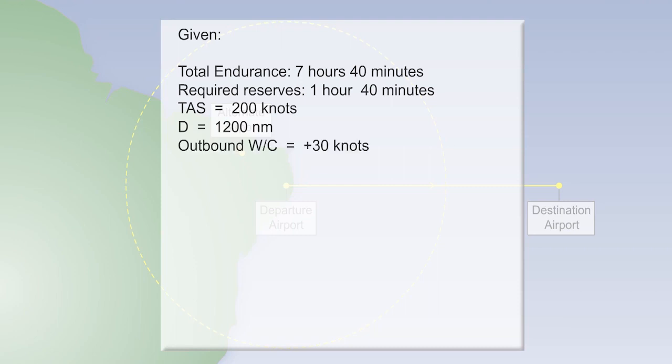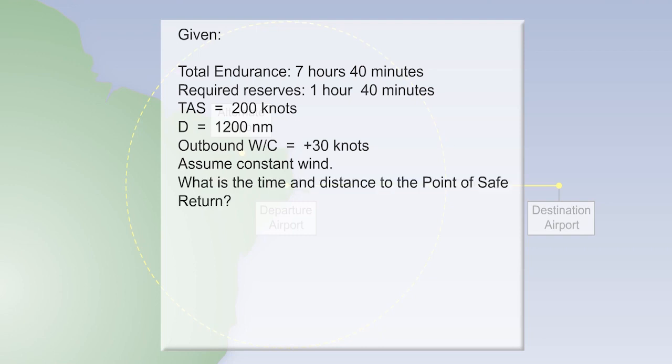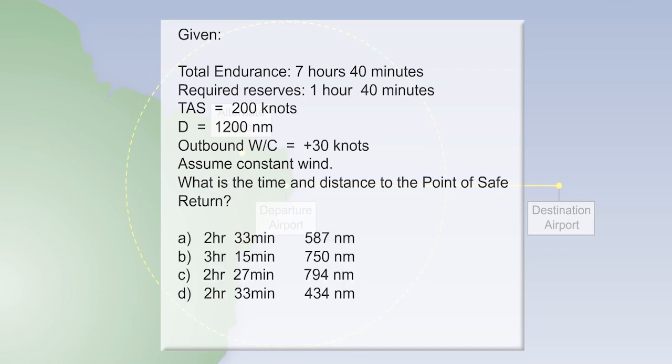The outbound wind component is 30 knots tail. Assume that the wind remains constant. What is the time and distance to the point of safe return? These are the possible answers. Don't click onto the next scene until you have the answers.